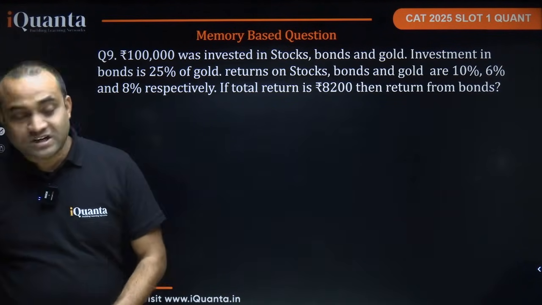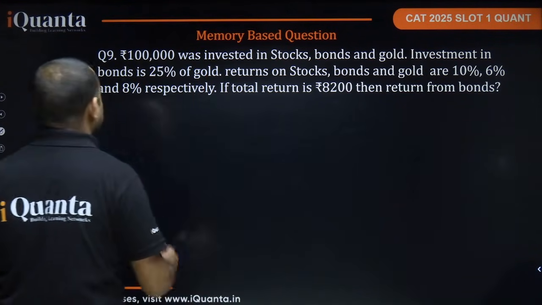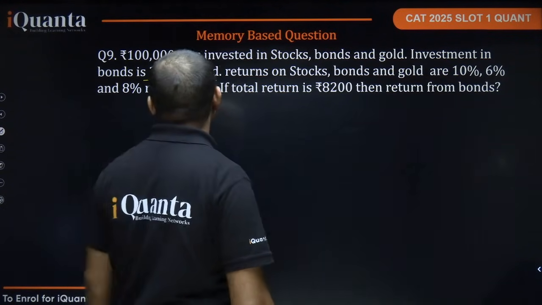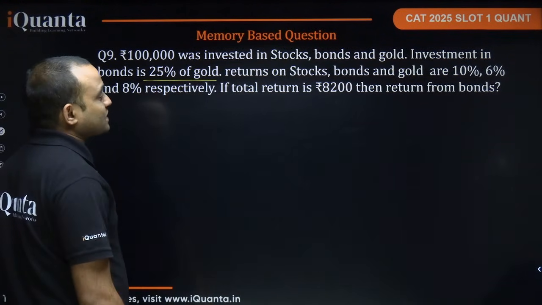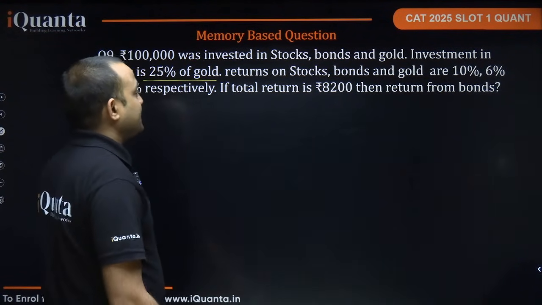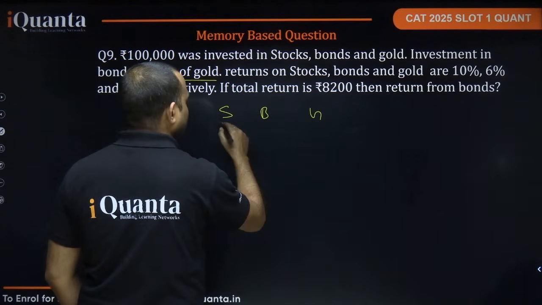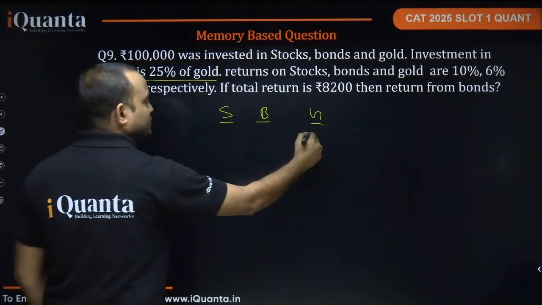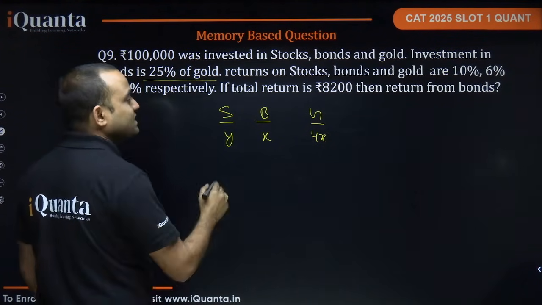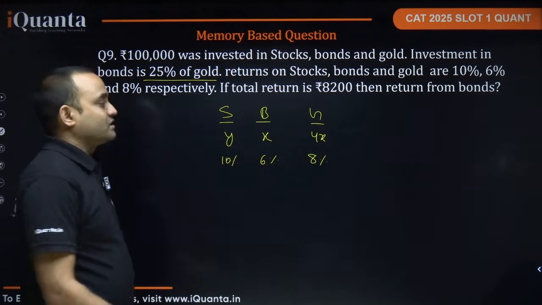Question number 9. It says 1 lakh was invested in stocks, bonds and gold. Investment in bonds is 25% of gold. Returns on stocks, bonds and gold are 10%, 6% and 8% respectively. If the total return is 8200, then what was the total return from bonds? See, what do we have? In case of stocks, in case of bonds, in case of gold. Okay, and if I say this value is 4x, then this value is x, 25% of this. Let's say the stock value is y. What's the return here? 10%, 6%, and 8%. What's the overall return? 8200.